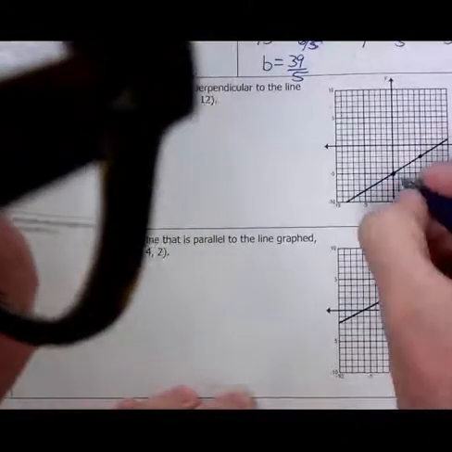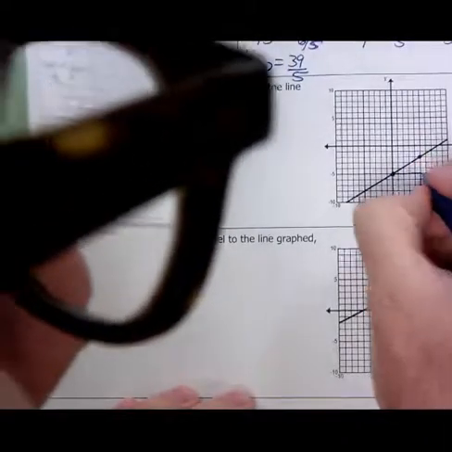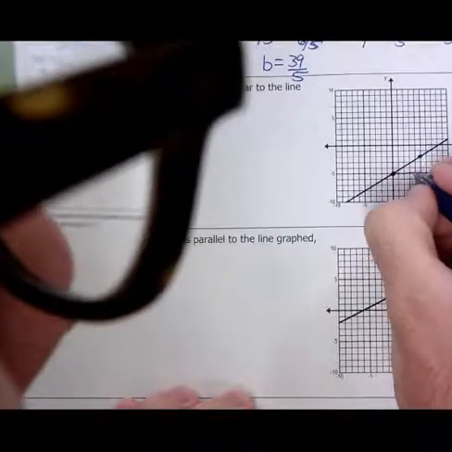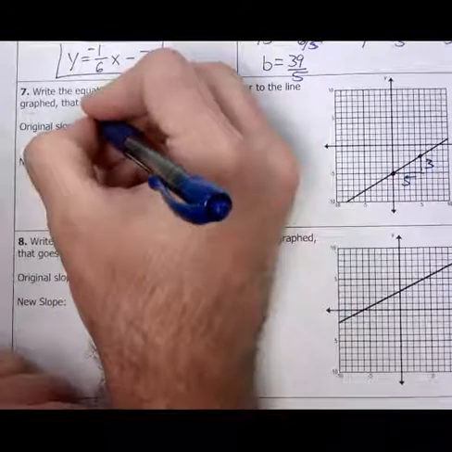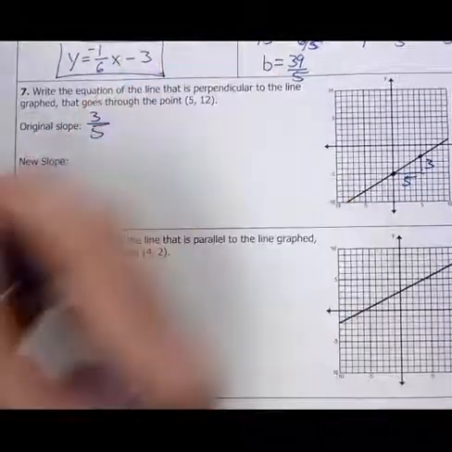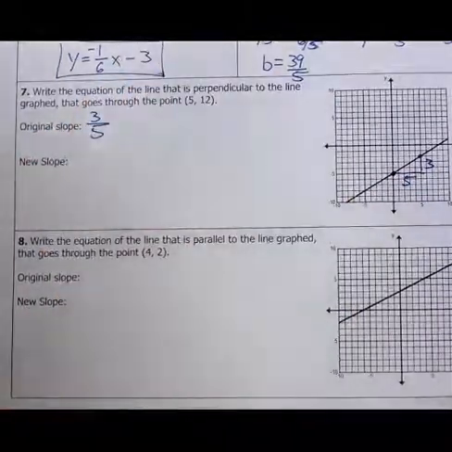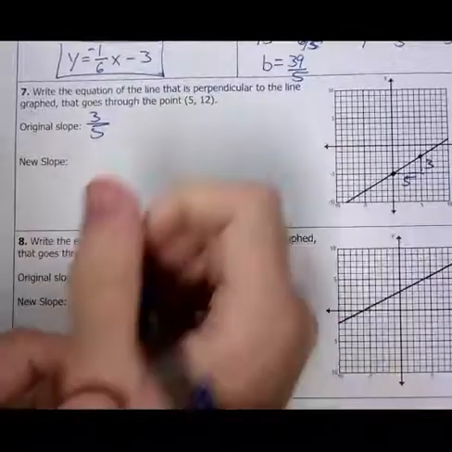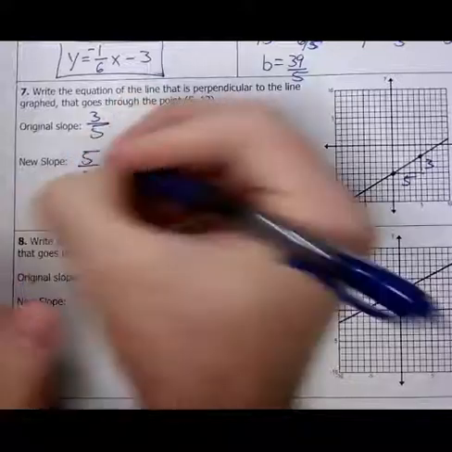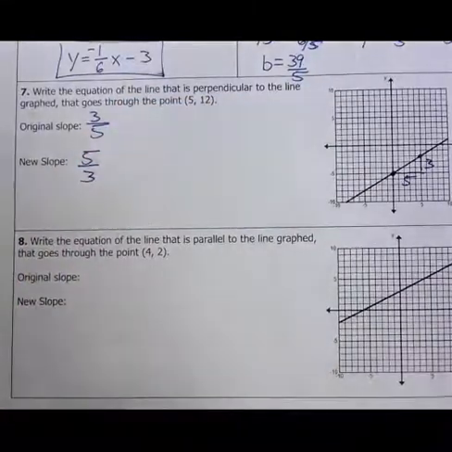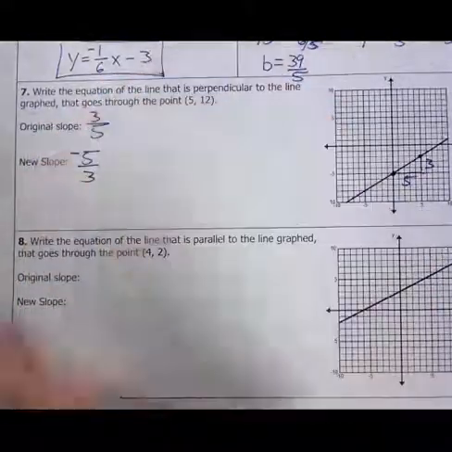There's another perfect point. So let's see. I'm going to go over 1, 2, 3, 4, 5. I'm going to go up 3. So my original slope was 3 over 5. Which means my new slope is going to be the opposite. So I'm going to flip it, and that's going to give me 5/3. My original one was positive, so my new one will be negative.